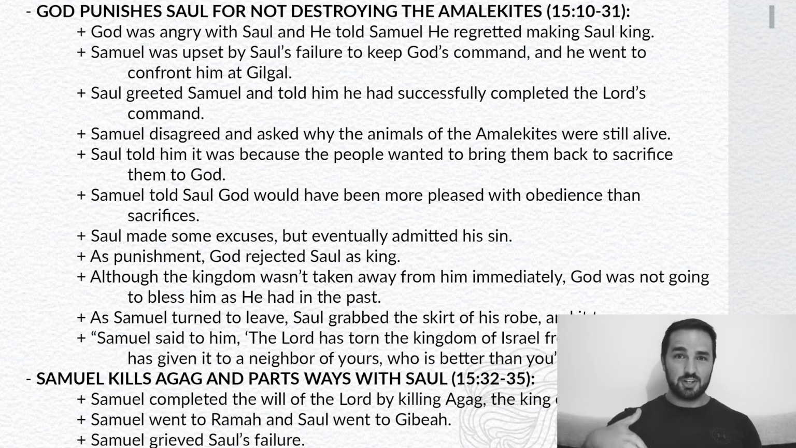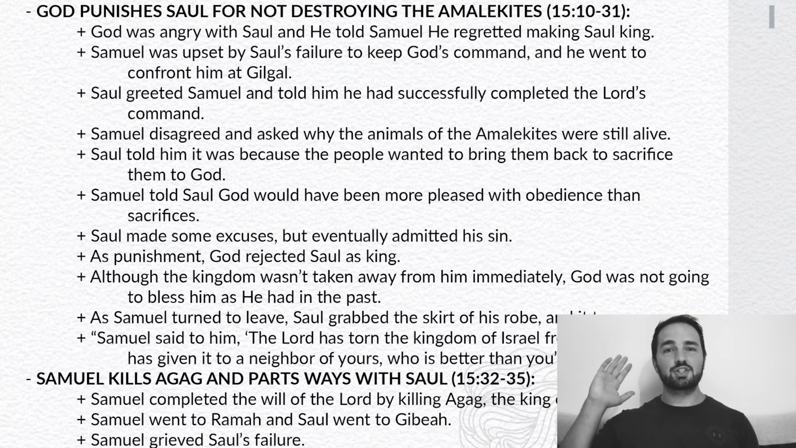When Saul saw Samuel, that's like a tongue twister. When Saul saw Samuel coming, he greeted him in a very friendly way, and he told Samuel, "I've completed everything that the Lord has commanded of me." Well, Samuel disagreed, and he asked him why it was then that he heard the sound of all of the animals. Why was it then that Saul had kept all of the animals of the Amalekites alive? And Saul told him that it was because of the people. The people wanted to keep them so that they could offer them as sacrifices to the Lord.